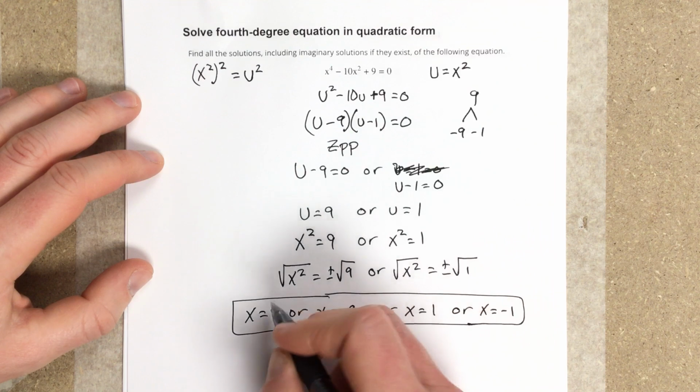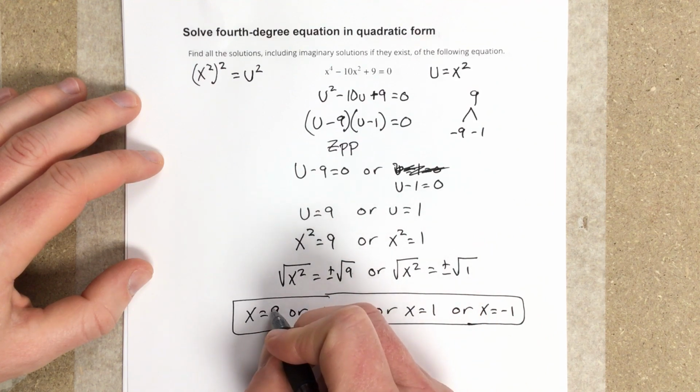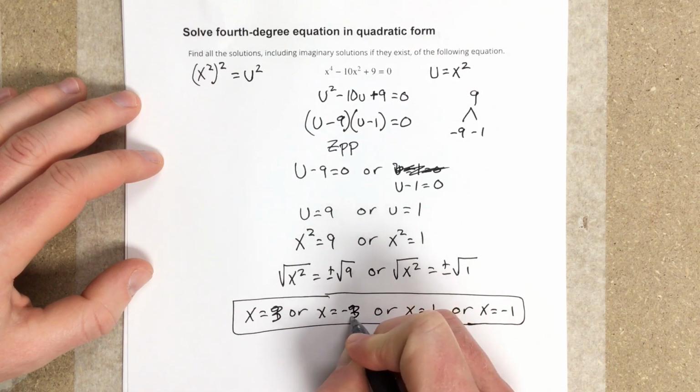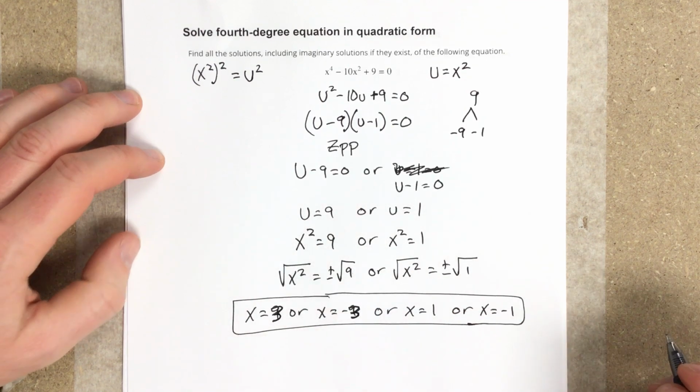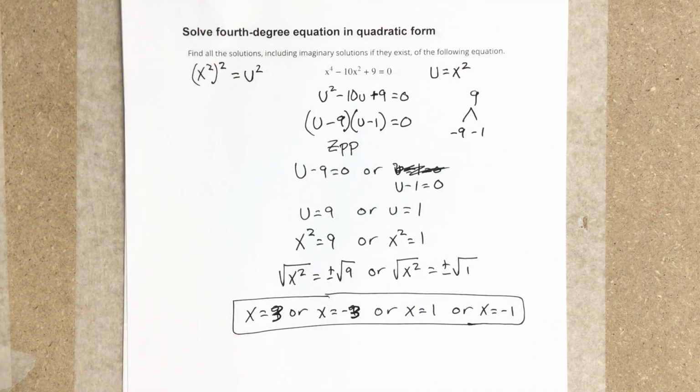That shouldn't be 9. I'm doing the root of 9. That should be 3. All right, going too fast. x is equal to 3, or x is equal to negative 3, or x is equal to 1, or x is equal to negative 1. Those are your four solutions.